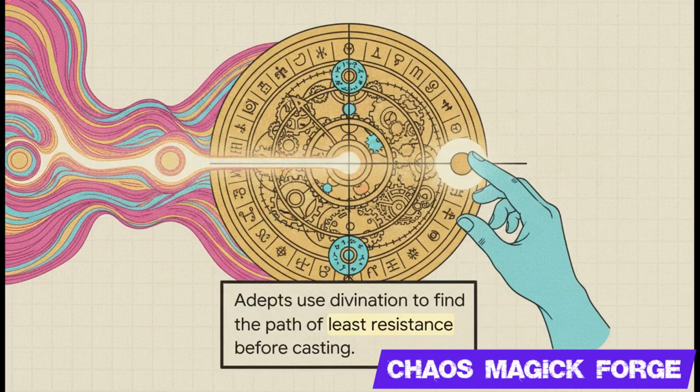And they don't just cast spells blindly, hoping for the best. Adepts use divination as a highly specific targeting system. Before they do any magic, they assess the probability currents to identify the path of least resistance. They figure out where the universe is already naturally flowing, and they simply give it a well-timed push in their desired direction rather than fighting against the current. It's an incredibly strategic, elegant way to work.